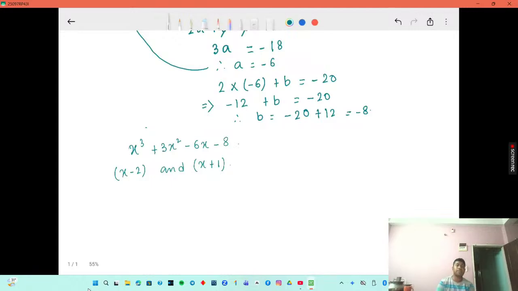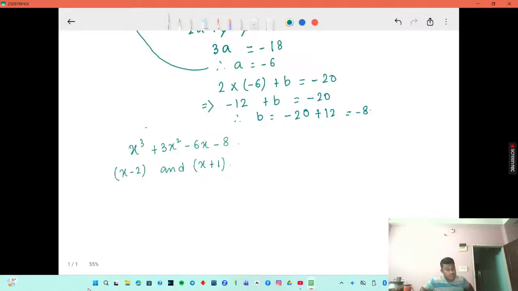So in this question we can see what is given: x minus 2 and x plus 1 are factors of this given equation. Now we have to find the third factor. Here we can see that only two factors are given. So how can we find the third factor? Can you please help me to find the third factor?